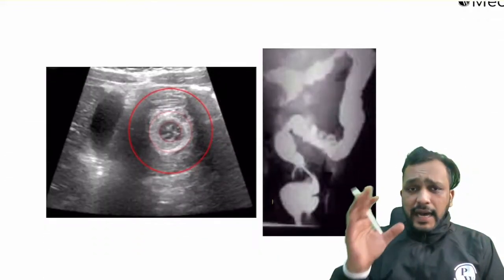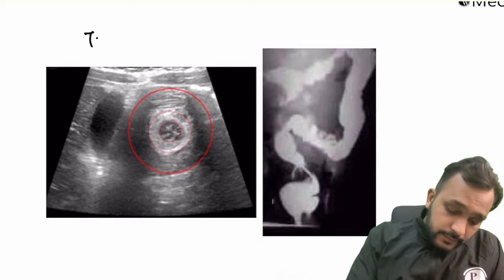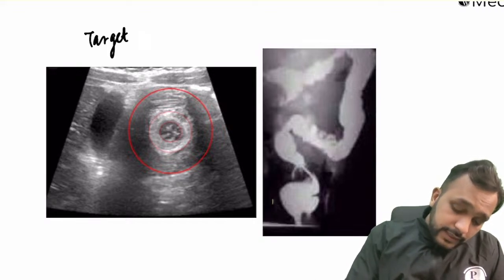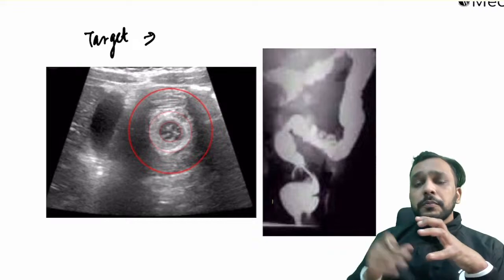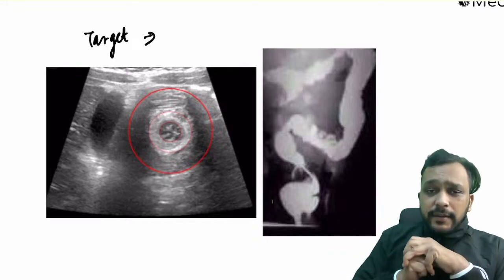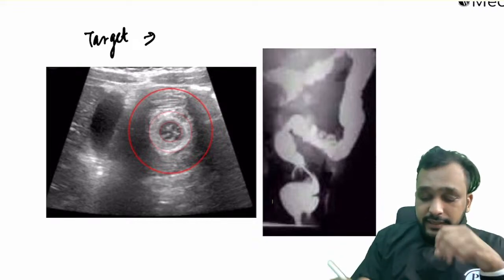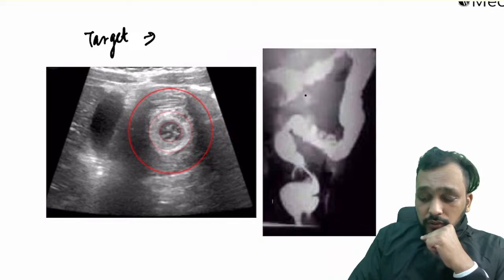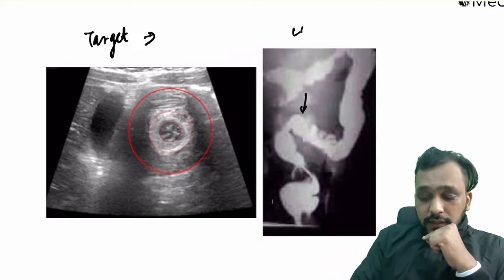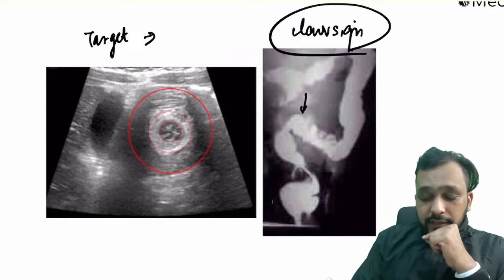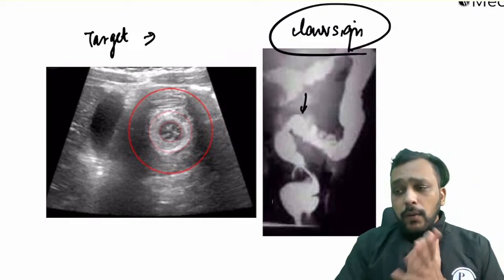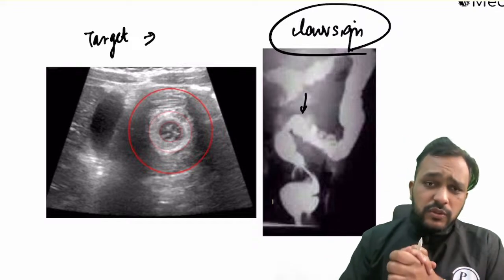Then you have the target appearance seen in patients with intussusception. What is intussusception? When one part of the bowel loops moves into another, right? It results in the target appearance, and you can also see the claw sign on the barium enema images. These are all important signs of intussusception.